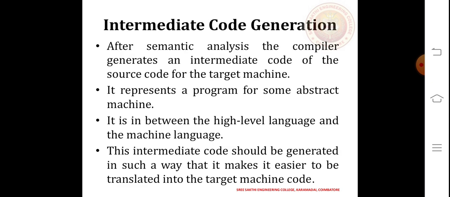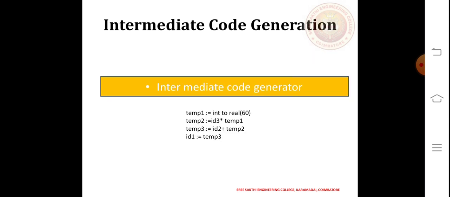Next is the intermediate code generation phase. Here, in between the high level language and the low level language, a new language has been generated. That language is called intermediate code. After the semantic analysis phase, the compiler generates an intermediate code of the source code of the target program. So the intermediate code should be generated in such a way that it is easier to translate into the machine code. So from this phase, we are going to receive the target machine code.